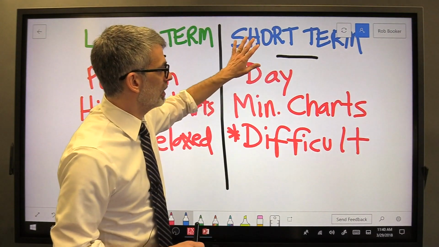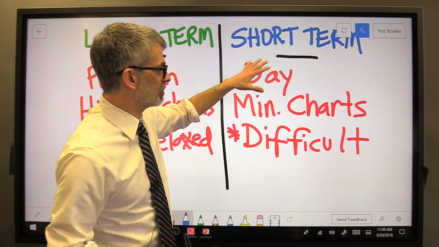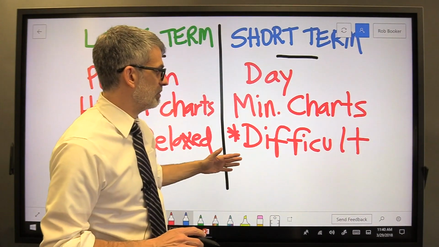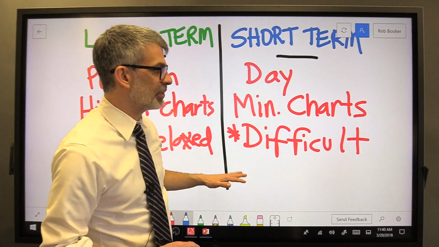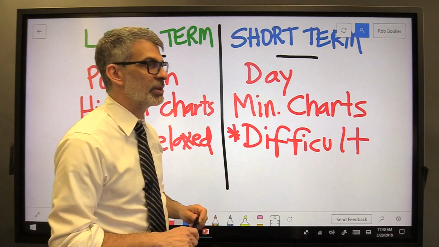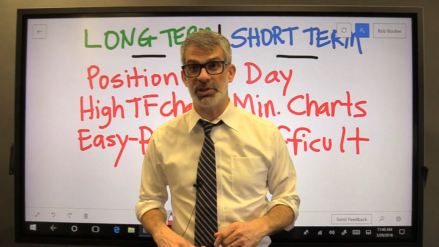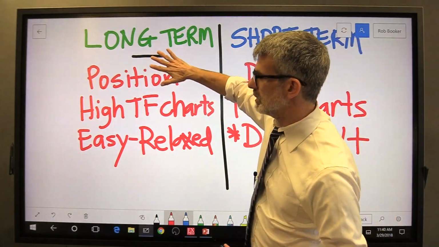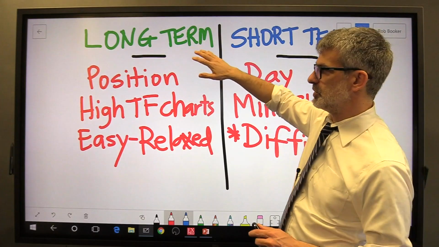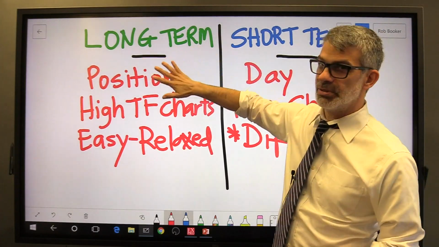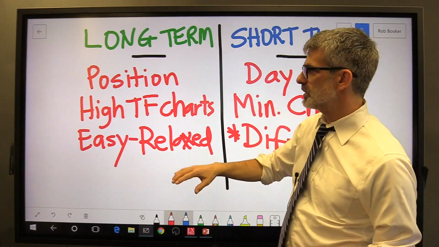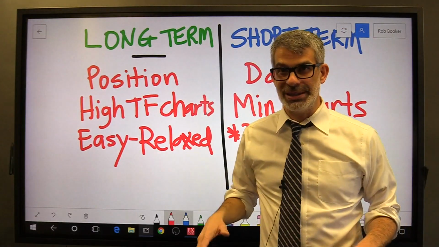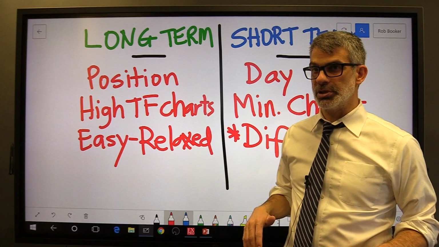Short-term trading, it's stuff where you're getting in and out of trades every day. You're using the minute charts, 1 minute, 5 minute, 15 minute. It's generally viewed as more difficult. I don't actually know if that's really true or if we've all just sort of believed it because that's what we've been told. Long-term trading is generally position trading. That's what it's referred to as, position trading or swing trading. Trades that last days or weeks or even months using higher time frame charts. And it's generally viewed as an easier or more relaxed version of trading.